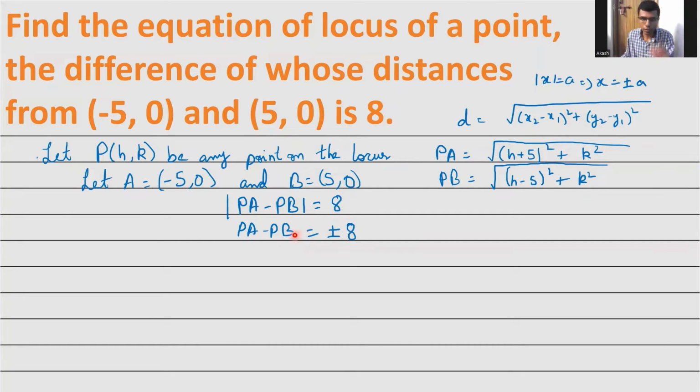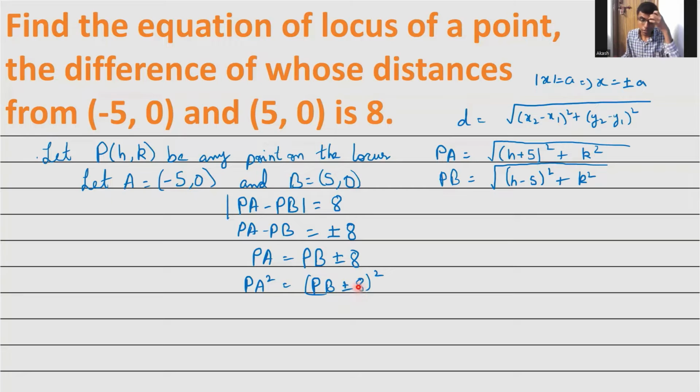Now what I'm going to do is square on both sides. Before that, if I square, you would actually get minus 2 PA into PB, which would be very difficult to solve. So first take this PB to the other side. PA is equal to PB plus or minus 8. Now you can do squaring on both sides. So PA square is equal to (PB plus or minus 8) whole square. You can just expand this one as (a plus b) whole square.